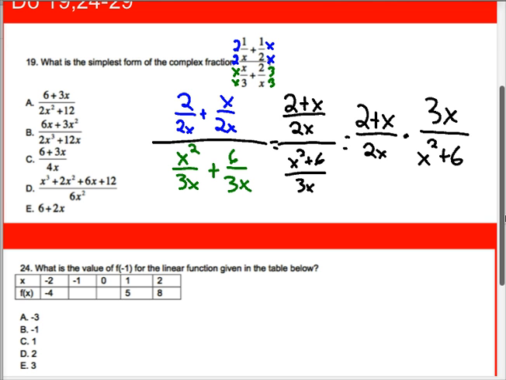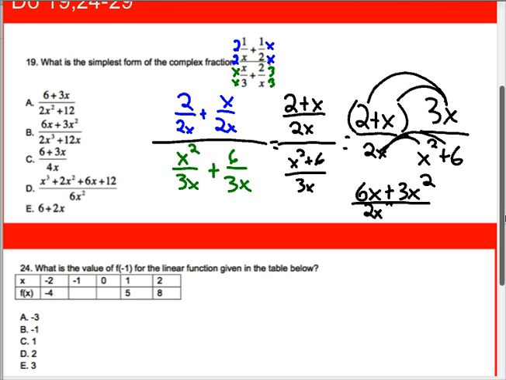So once you have all of that, now let's multiply everything together. So here, this 3x is going to distribute across the top. So you're going to have 6x plus 3x squared. And then this is going to distribute to there, and you're going to have 2x cubed plus 12x. So when all that smoke clears, you're going to get answer B.